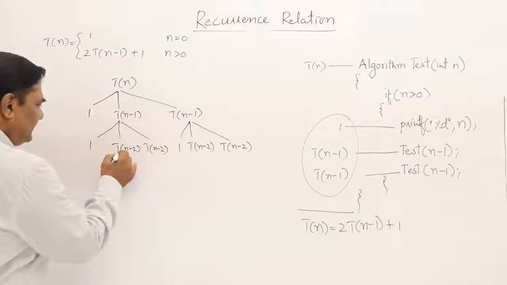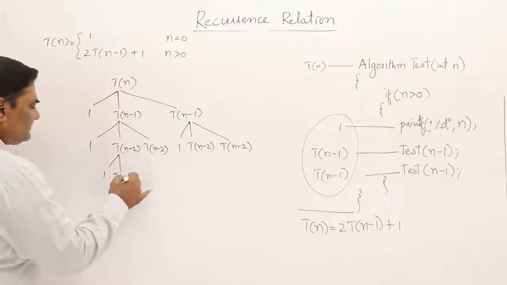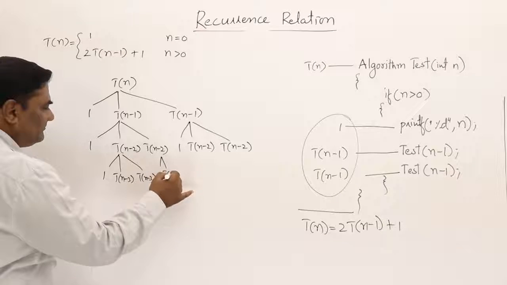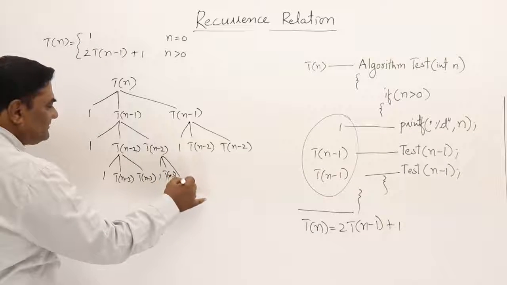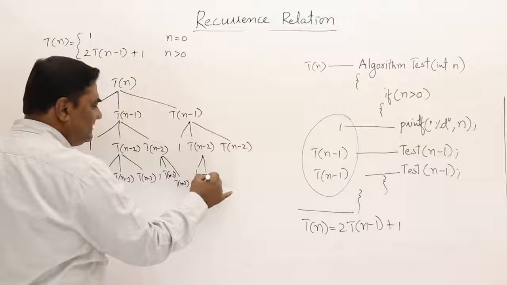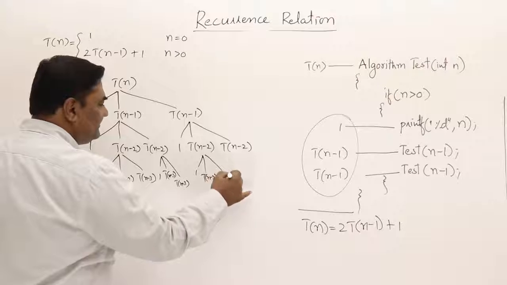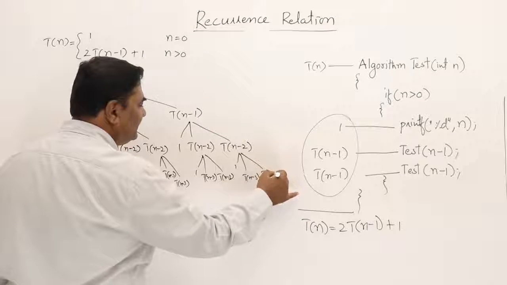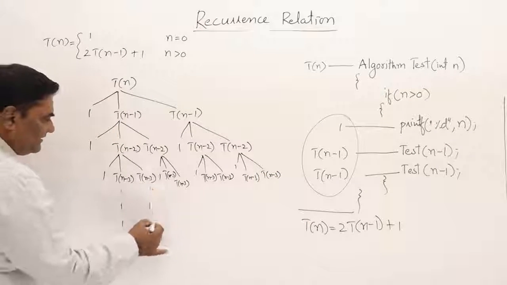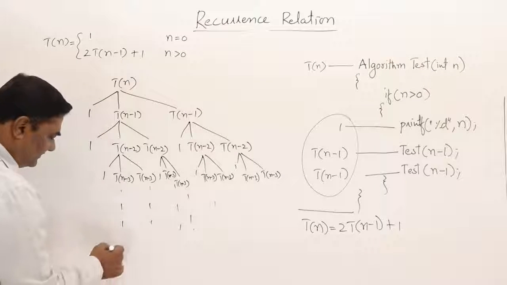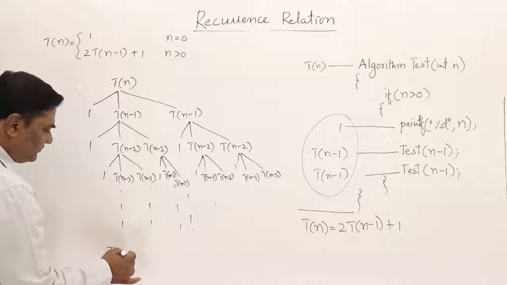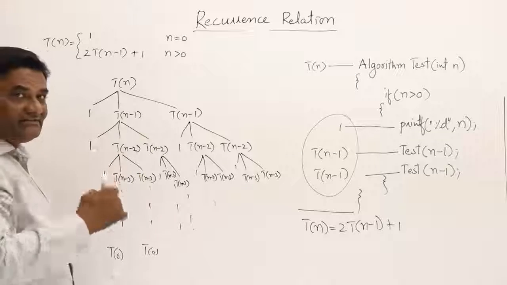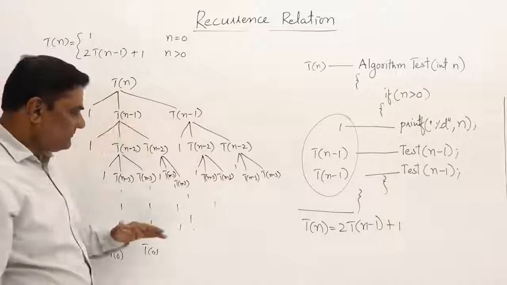Now what about these? Again 1, T(n minus 3), T(n minus 3); 1, T(n minus 3), T(n minus 3). Here also 1, T(n minus 3), T(n minus 3). If I go on doing it, until when? Until they reach T(0), because here n is 0, that is the smallest value I know. So I want to keep on reducing it up to 0.